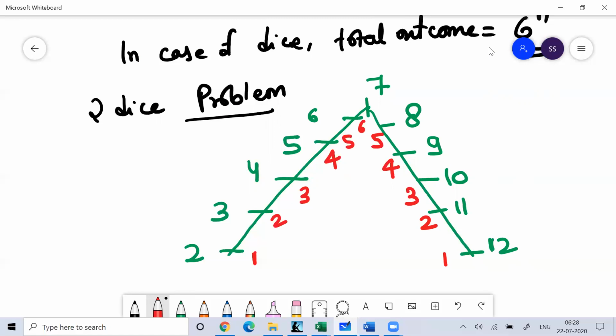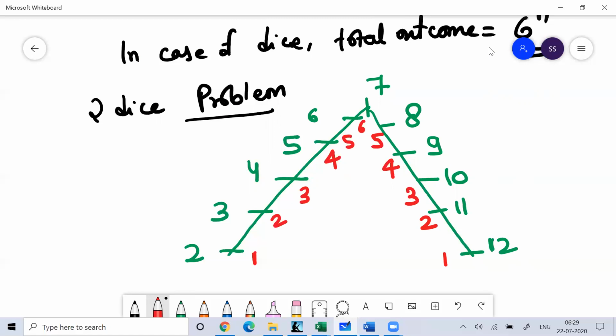You don't have to struggle whenever you see a two dice problem, thinking about the possible cases. Say two dice are rolled together. What is the probability that you will get a sum of at least 10? The answer is nothing but 3 plus 2 plus 1, that is 6 divided by 36.